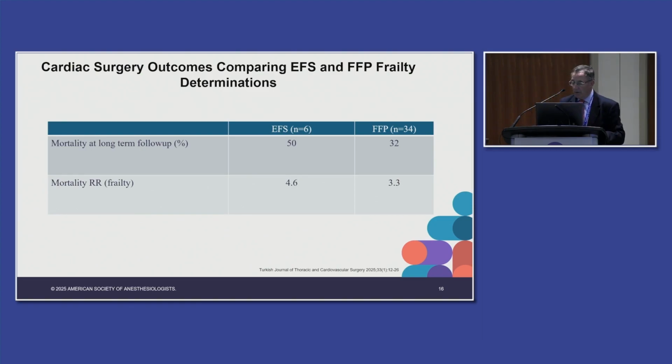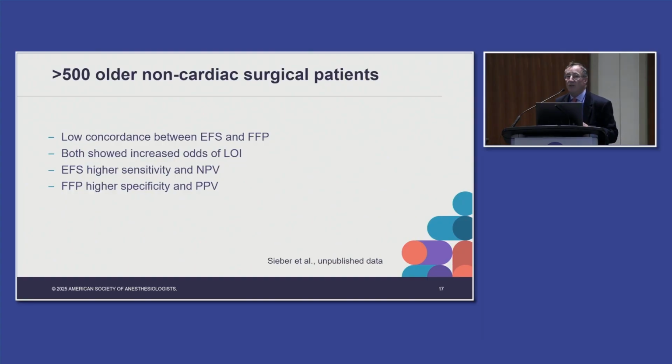Okay, so this is all fine and well, but you probably ask, what are we doing at Johns Hopkins and what are we thinking about? This is a process in evolution at our institution, and it has to do with a recent study which we just completed. We looked at over 500 older non-cardiac surgical patients, all staying at least one day in the hospital, and we assessed all these patients by both the Edmonton and the Frail criteria.